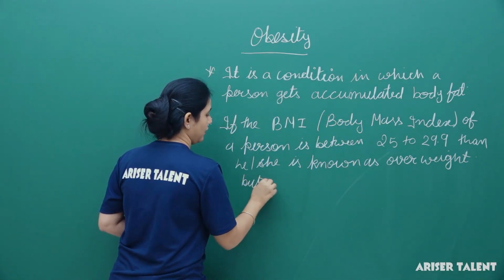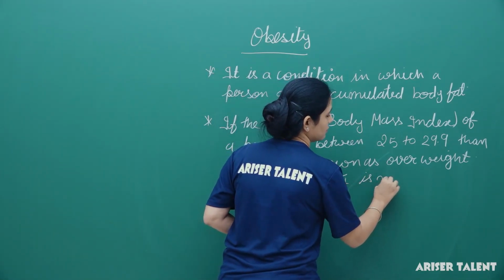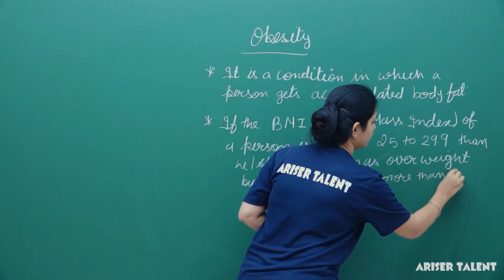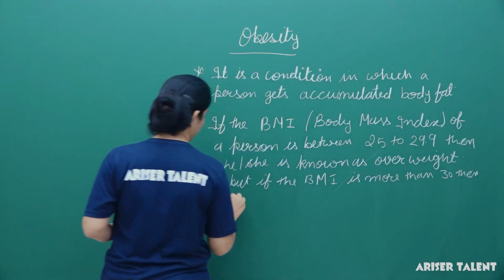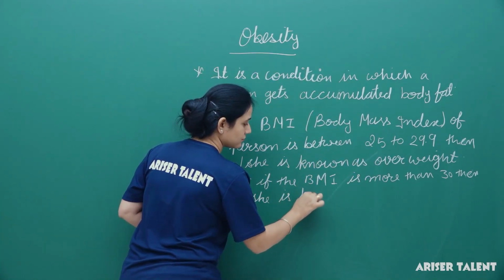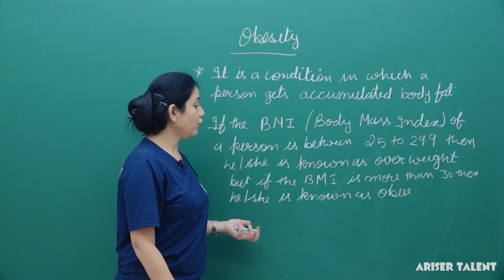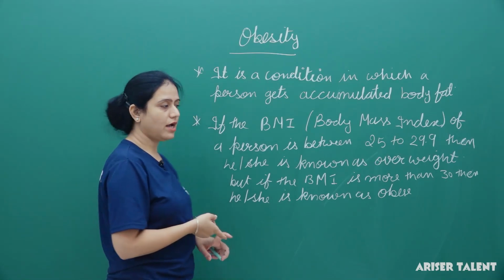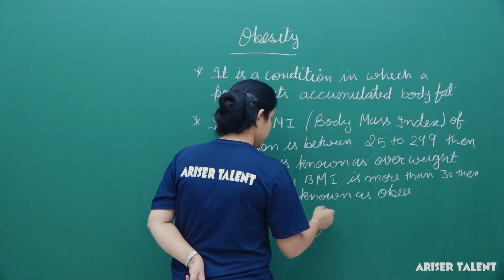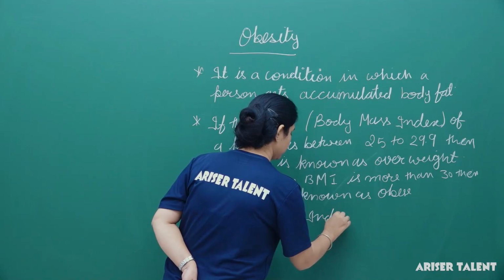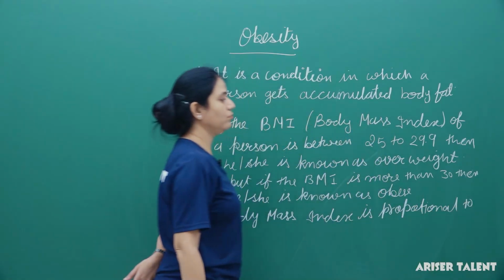But if the BMI, body mass index, is more than 30, then he or she is known as obese. Obese means fat. What we should say is that the body mass index is proportional to body weight and height.